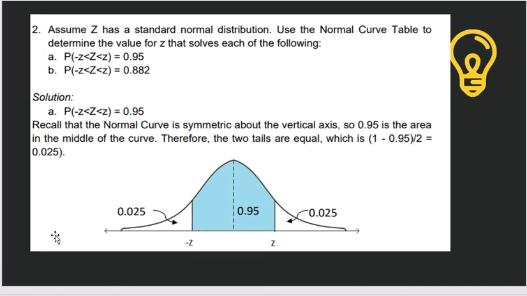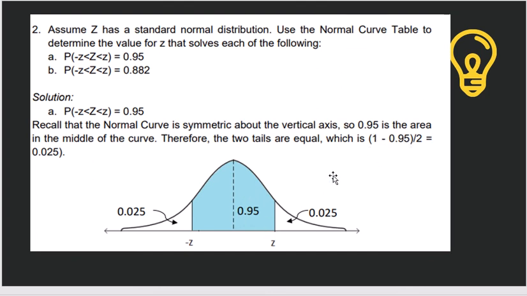For number 2, assume that Z has a standard normal distribution. Use the following curve table to determine the value of C that solve each of the following. So we have your given P of 0.95. So try to recall the normal curve, symmetric. So ito siya, 0.95. So automatic this is 0.95 also. So that is equivalent. So the totals are equal in 1 minus 0.95, that is equivalent or divided by 2 is equals to 0.025. Yan. So that will be your formula.